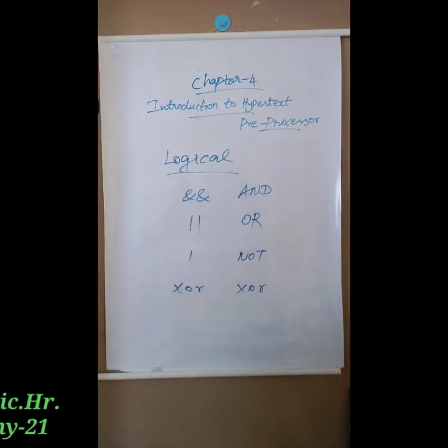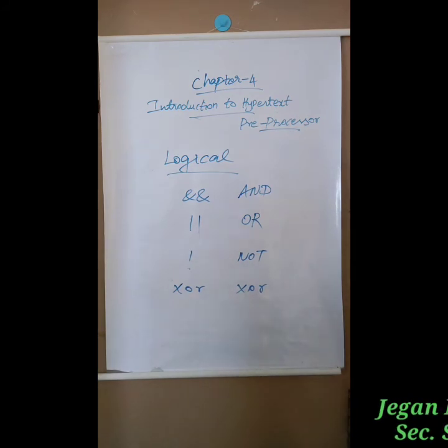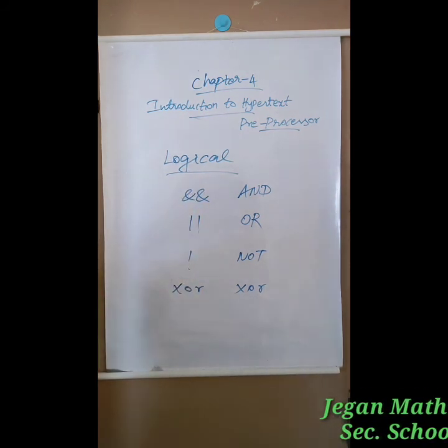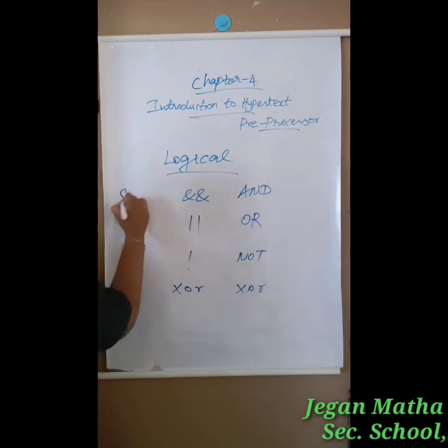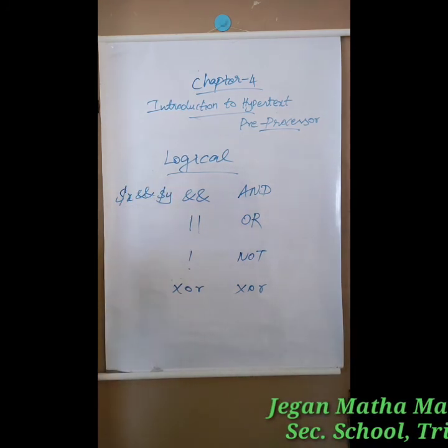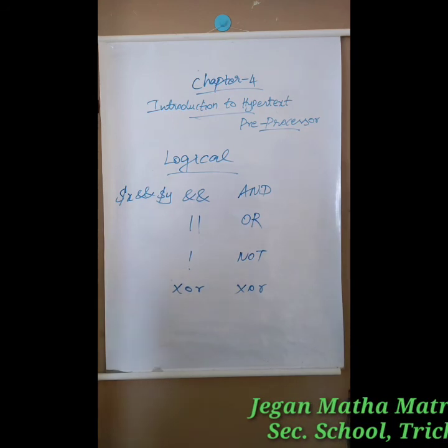The next one is logical operators. They are used to combine conditional statements. Now let us see the symbols. The AND operator is true if both values are true. So it produces the result true if both inputs are true. For example, $x and $y. If both the inputs are true, it produces the result true.